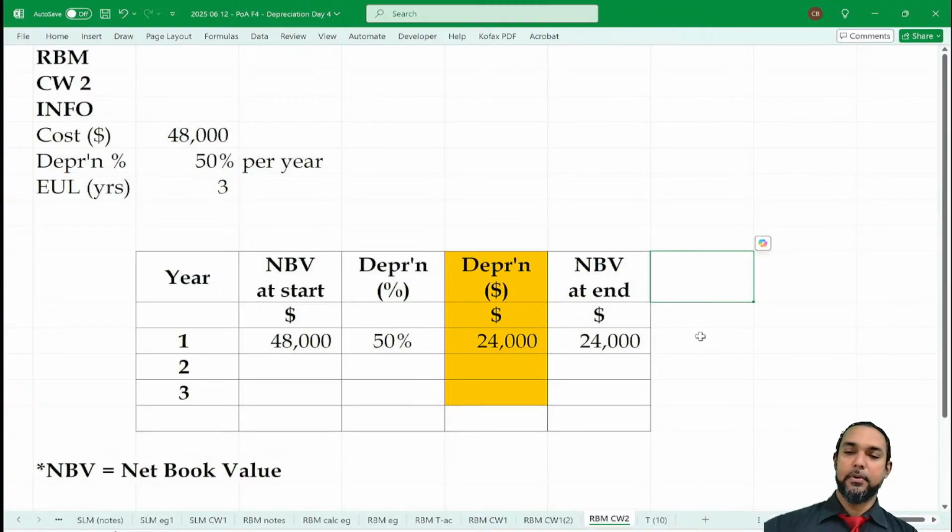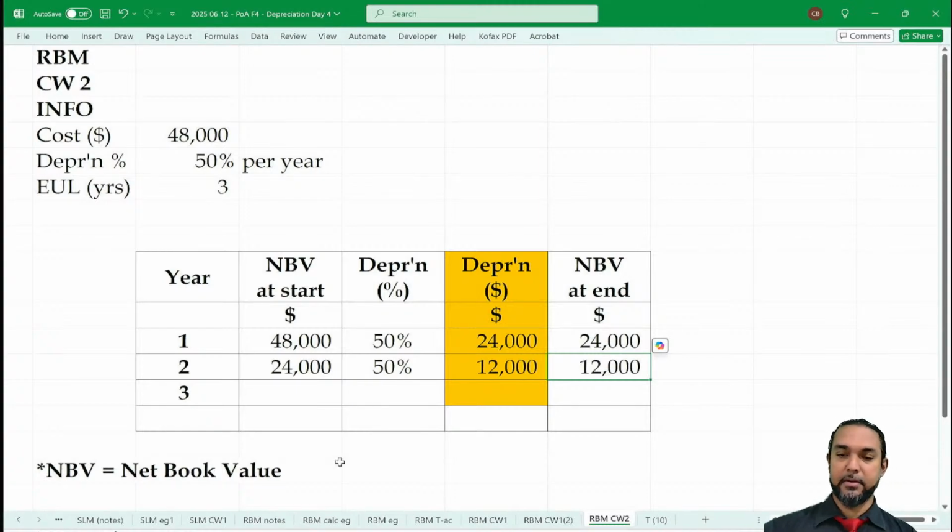Right, now the value at the end of year one becomes the value at the start of year two. Repeat, right? So you're saying 50%. 50% of 24 now is 12. Subtract 12 from 24, we get 12 again. That's the value at the end of year two. And the value at the end of year two becomes the value at the start of year three. And then we repeat. 50% of that is 6,000. 6,000 from 12 will leave us with that, right?